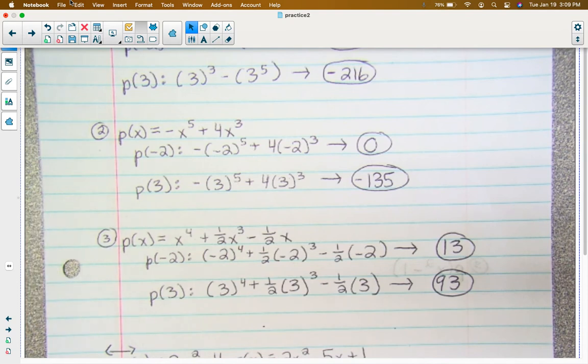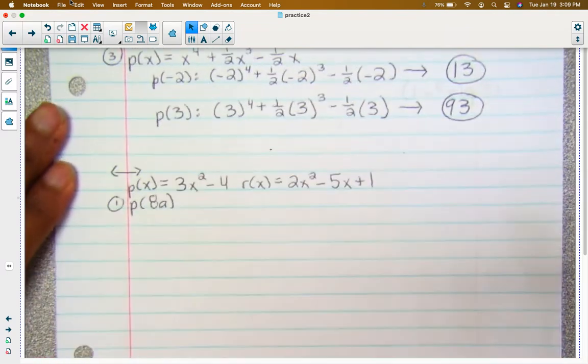So I just flew through those because we've done the numbers before. Today I want to focus on what to do if you're given variables. But pause the video if you need to write those down. Let's take a look at some harder ones.